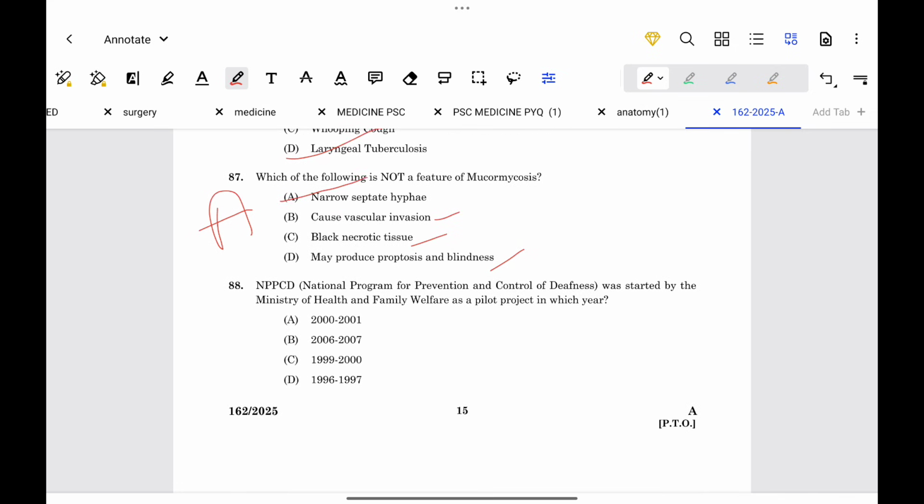NPPCD, National Program for Prevention and Control of Deafness, was started by the Ministry of Health and Family Welfare. It was a pilot project in which year? In 2006 to 2007.